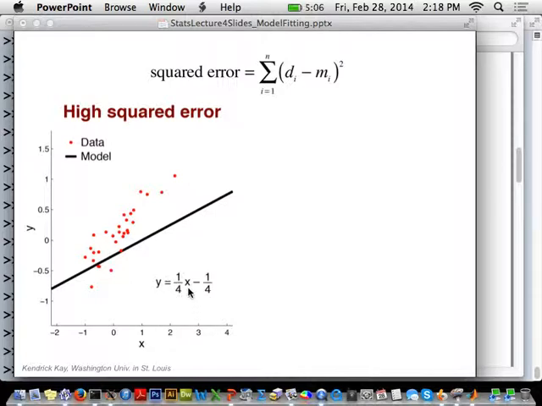Let's verify that. Suppose x is 0. Then that term goes away, and you're left with negative 1/4. So x is 0, and you look at the y coordinate of the line. It's right there, which is exactly what it should be, negative 1/4. Okay, so this being the model, obviously it's not a great model of the data just because it's far away from the data. So let's be a little more formal.